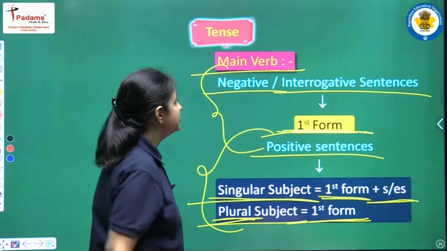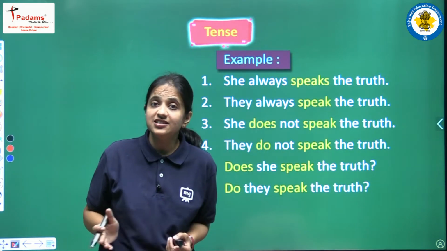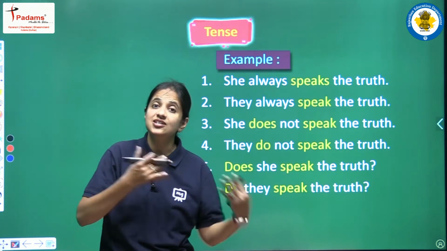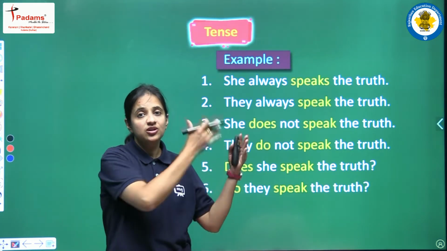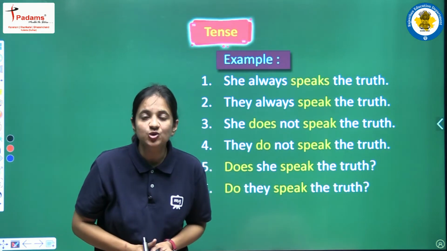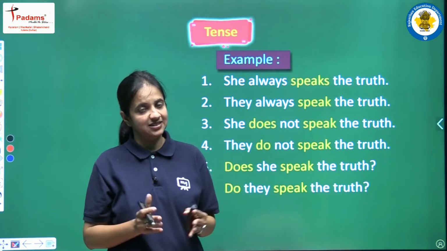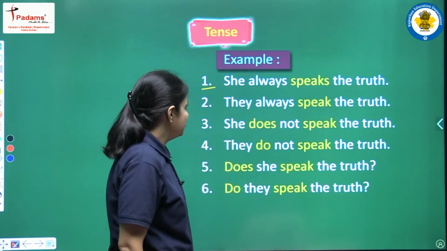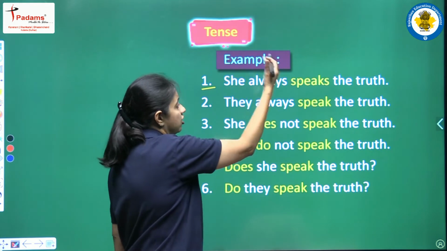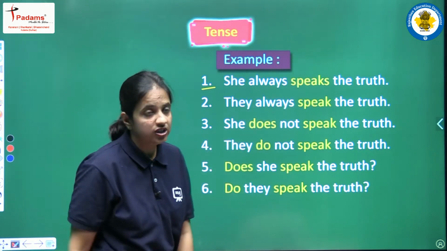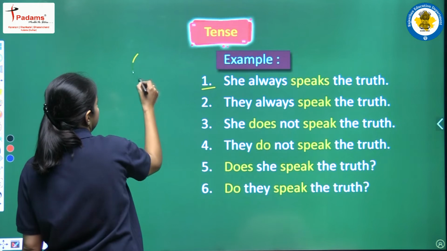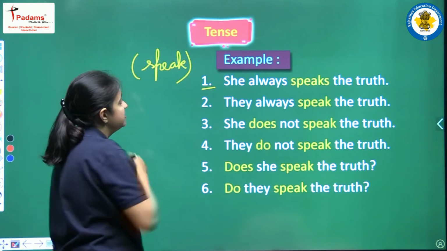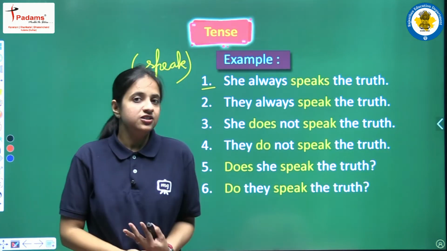So now let's see some of the examples to clear these things, that what is negative sentence, what is interrogative sentence, what is singular subject, what is plural subject. So now we are having some of the examples to clear all the rules that we have discussed till now, right? So let's see. The first sentence that we are having is she always speaks the truth. So in all these sentences, our main verb is speak. So speak is a main verb and this is the first form, okay?